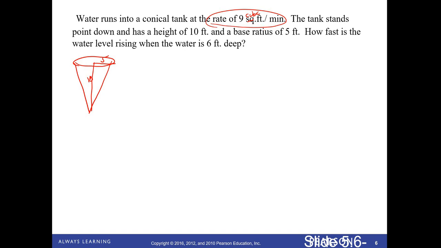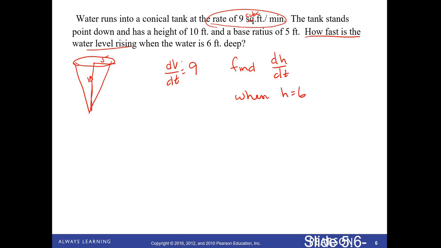The water is running into the tank. That is a rate of change of volume. Volume of water, dV/dt equals 9. The water is increasing, so it's positive. I need to find, it's the only rate I know, how fast the water level is rising. So I'm going to call that dh/dt, and I want to find that when h equals 6.